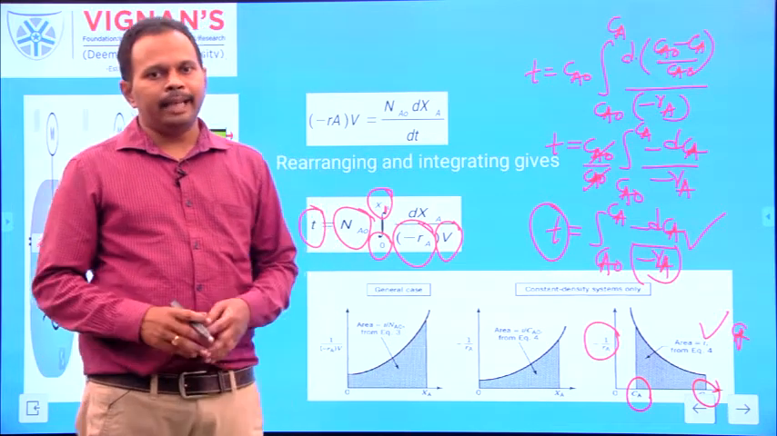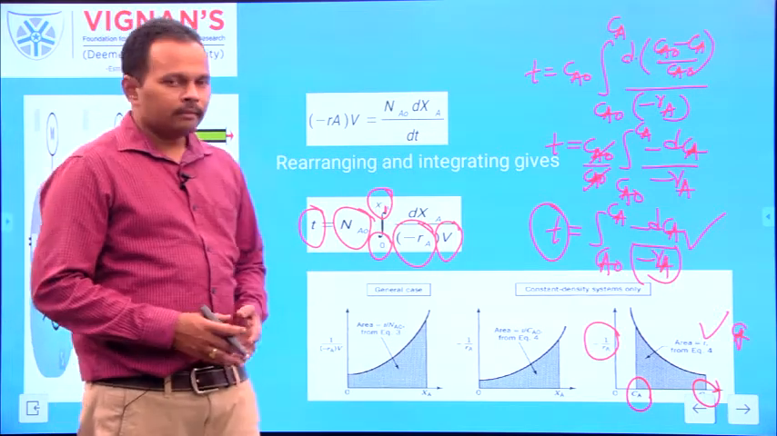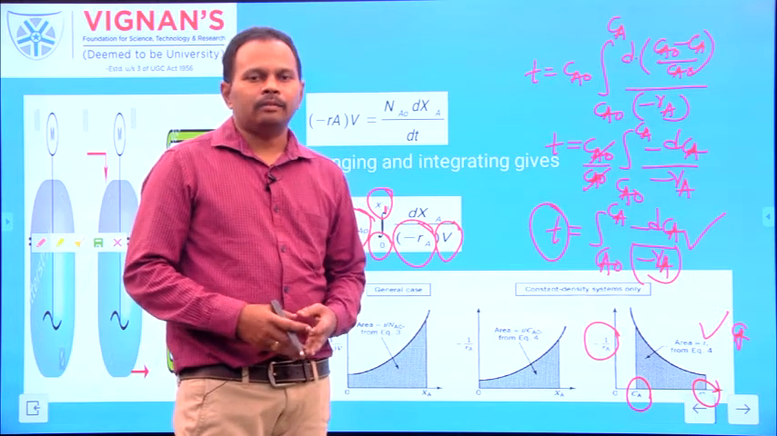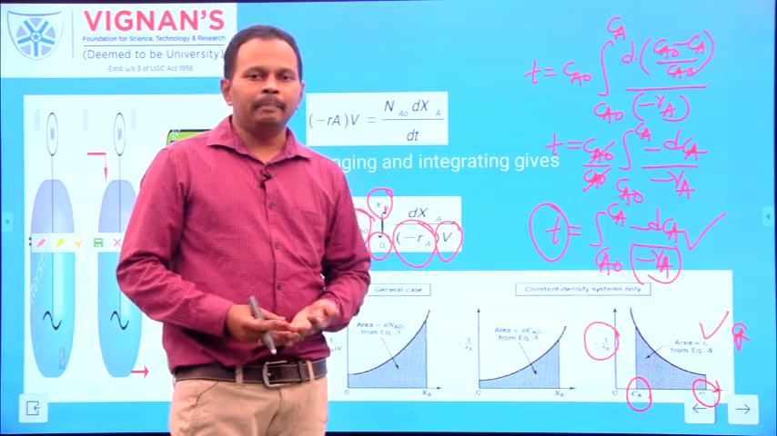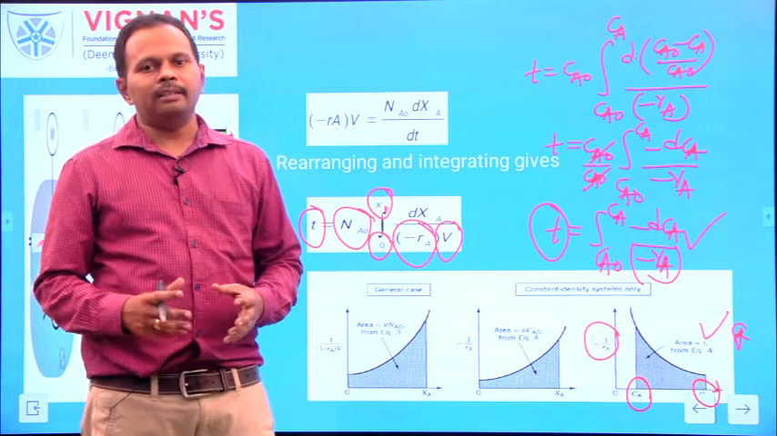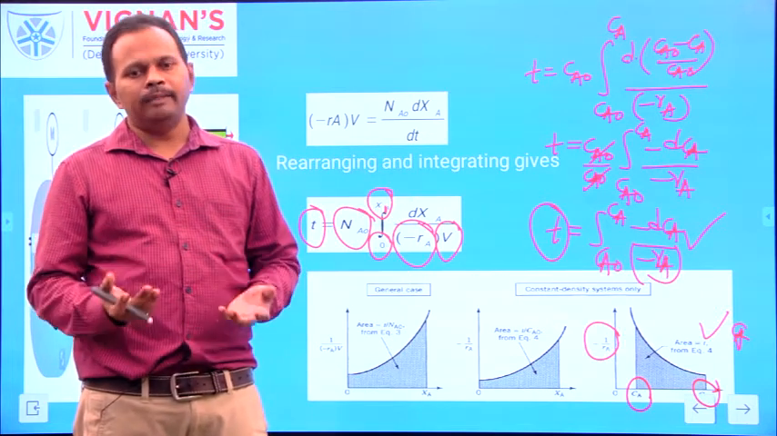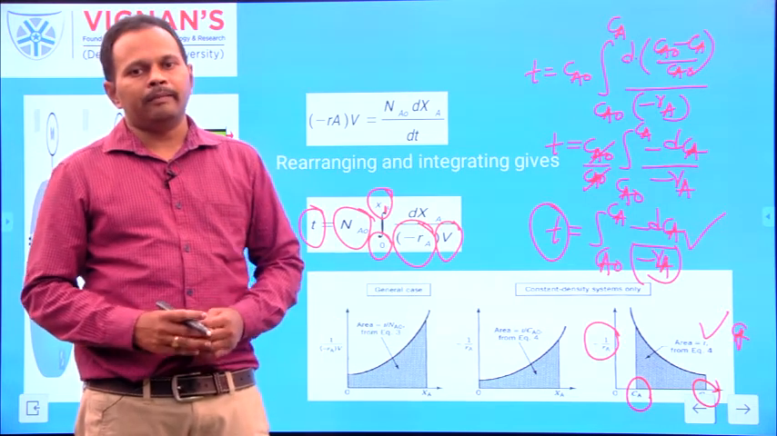The performance equation mainly consists of 4 or 5 terms: the time, Na0, the volume, minus Ra and XA. Suppose you know some of these quantities, you can find out the others. But the main focus of the performance equation is to find out the size of the reactor required for a given reaction. That is the volume of the reactor required, which can also be found with the help of the performance equation.